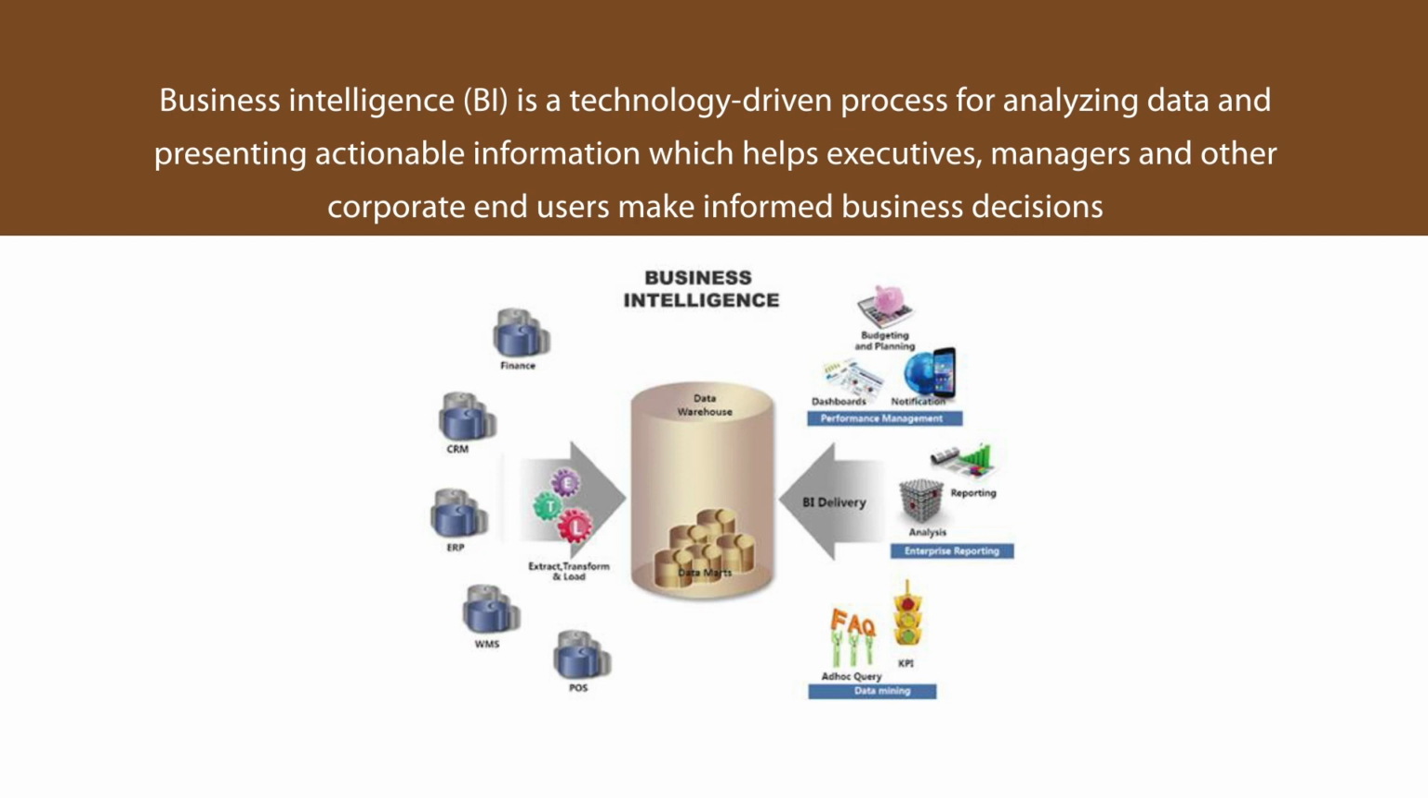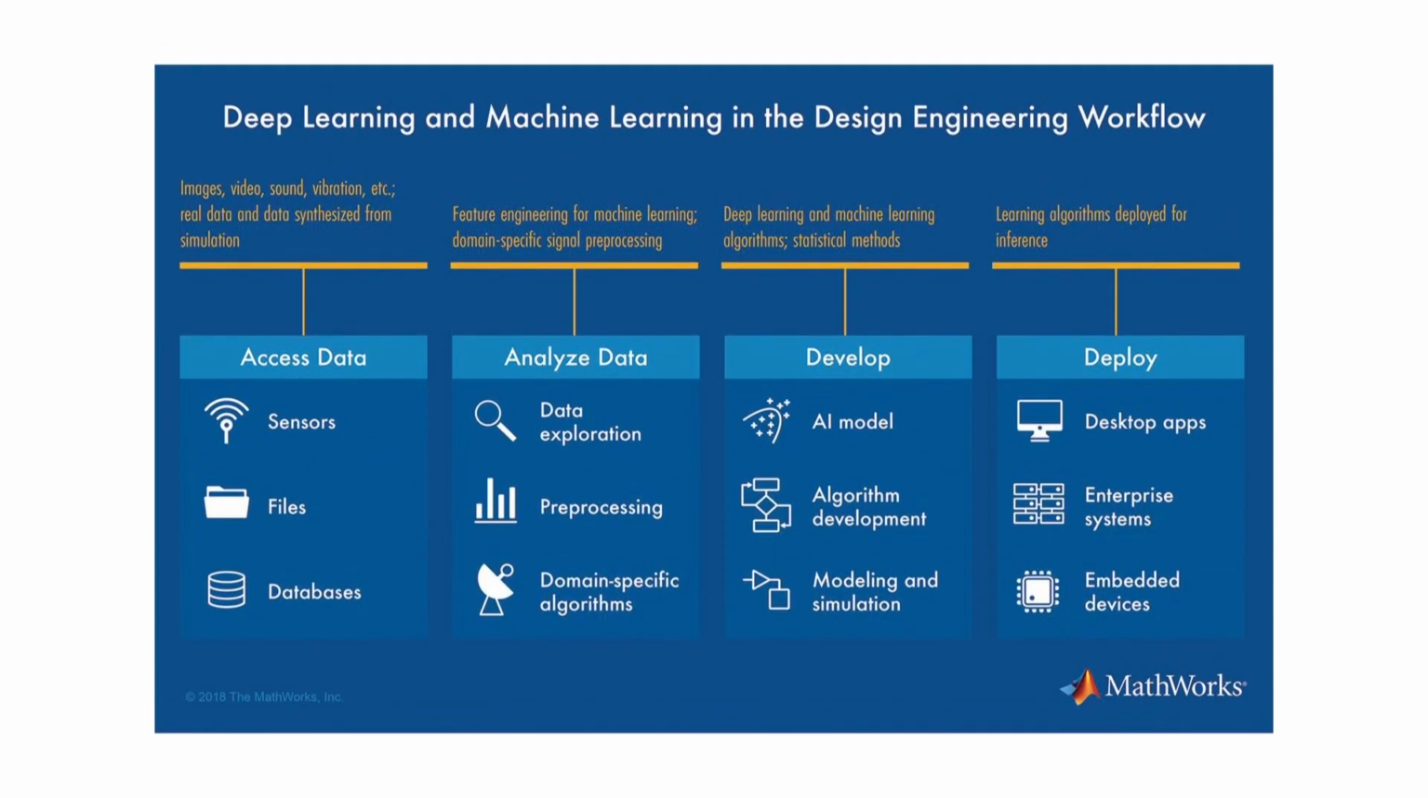So which helps executive managers and other corporate users to make informed business decisions. So this BI is a technology-driven process for analyzing and presenting actionable information. So now we have seen that the trend has changed. Deep learning, machine learning have come up, and this is now bifurcating things into access data, analyze data, develop and deploy. So access data are certain things, then analyze is pre-processing, then developing AI models, algorithm development, and search engine optimization, because artificial intelligence is a new thought, and with this artificial intelligence, there is a great use of robots and collaborative use of robots.